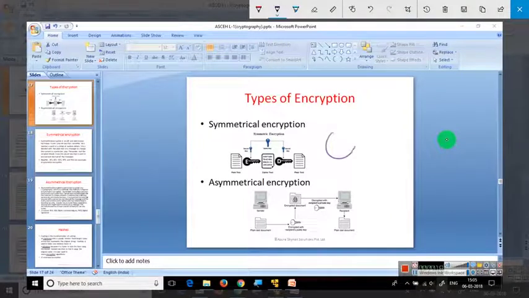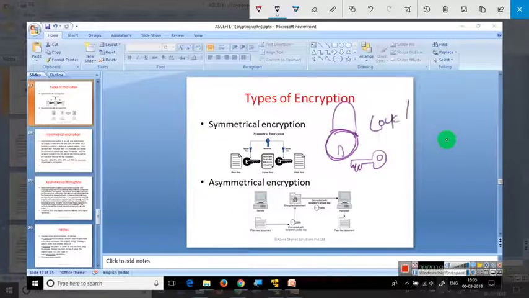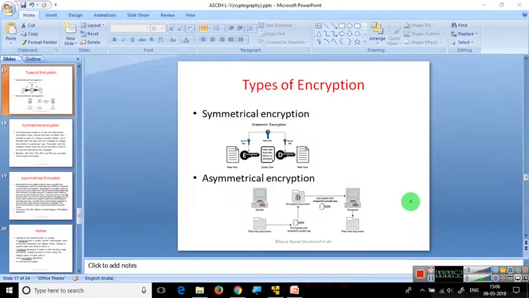message. Like if you are using a lock at your home, I'm not good at drawing. If you're using a lock at your home, you have one key. I think the key is somewhat like this. Yeah, okay, it's an awkward key, but you can manage. So with the help of this key only, you are locking the door as well as unlocking the door. This is called symmetric encryption.